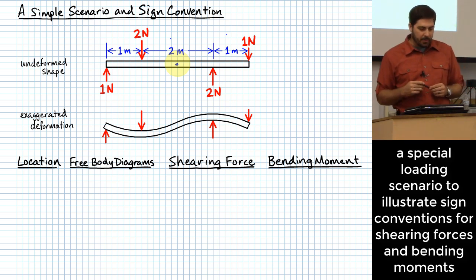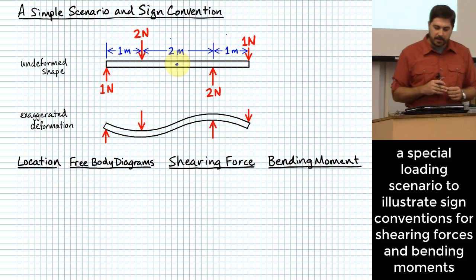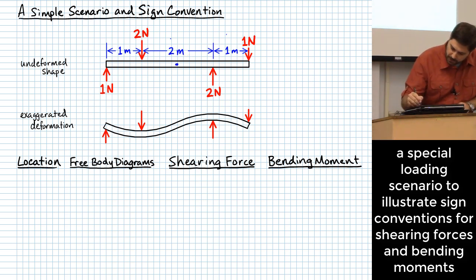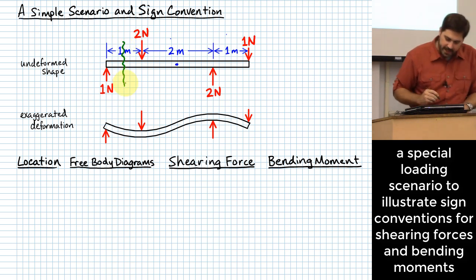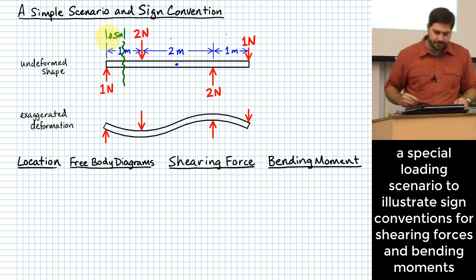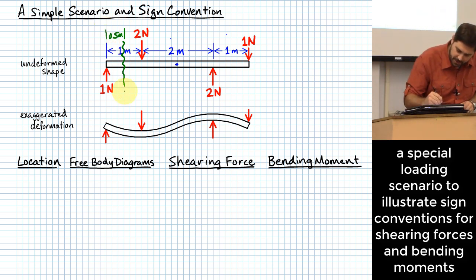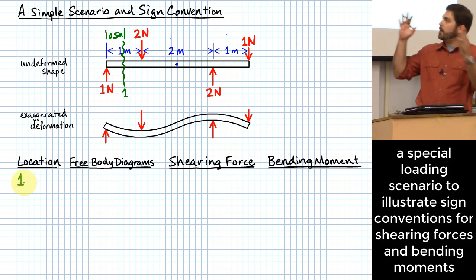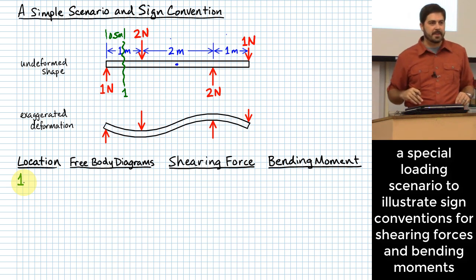Here's what I want to do. I want to look at 3 particular locations and look at the free body diagrams. Okay? So the first place I want us to look at is, what if I made a cut basically at half a meter, okay, 0.5 meter over here. Okay? And I'll call that location 1. So here at location 1, what do my free body diagrams look like for my 2 halves of the beam that I cut in half right there?